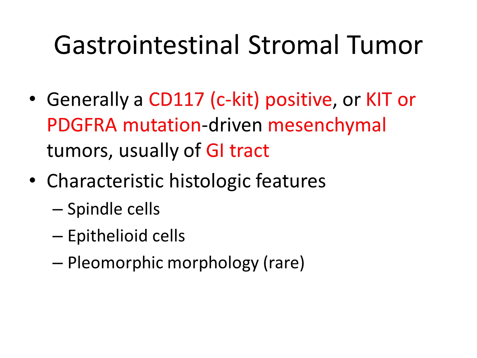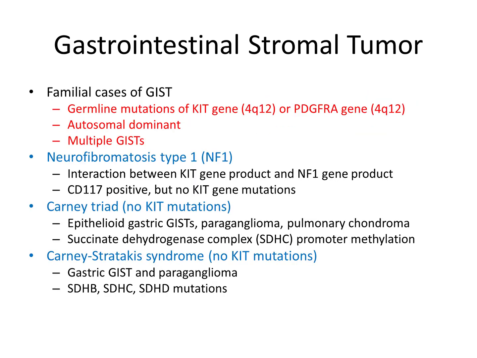The most common site for a gastrointestinal stromal tumor is the stomach. About 60 to 70% of cases arise in the stomach, while approximately 20 to 30% arise in the small intestine. Other potential sites may include the esophagus, colon, and rectum. Familial cases may occur with germline mutations in the KIT gene on chromosome 4 or the platelet-derived growth factor receptor alpha gene, which is also on chromosome 4. These mutations are autosomal dominant and typically produce multiple gastrointestinal stromal tumors.